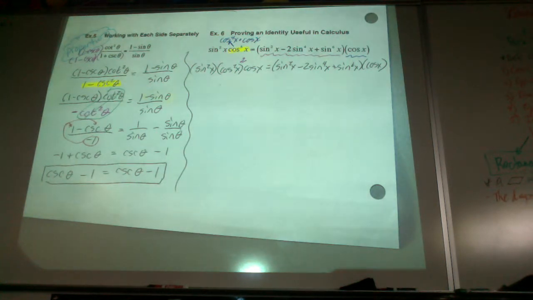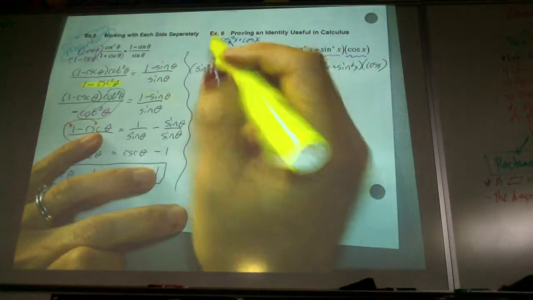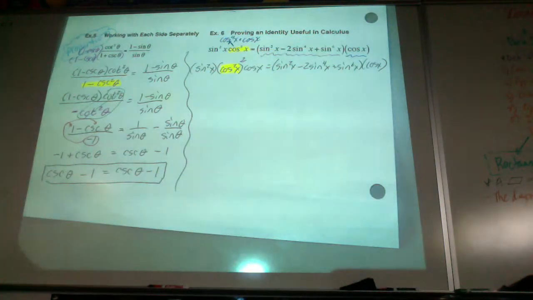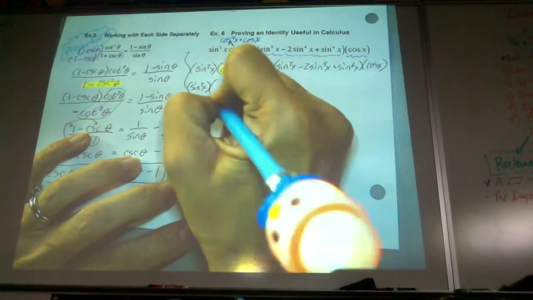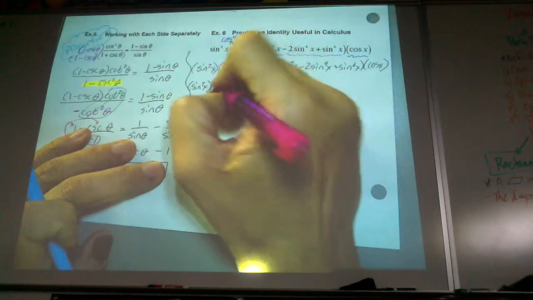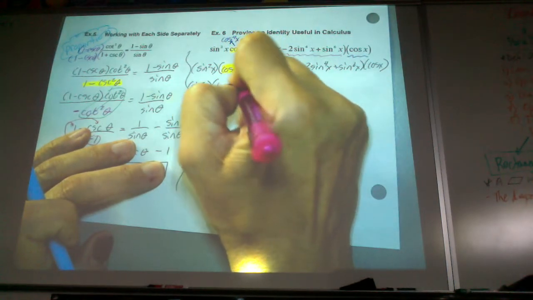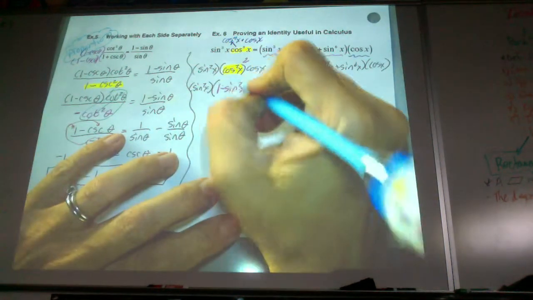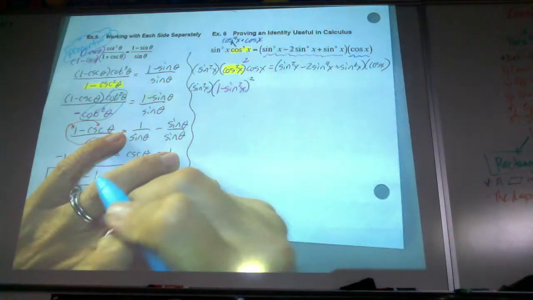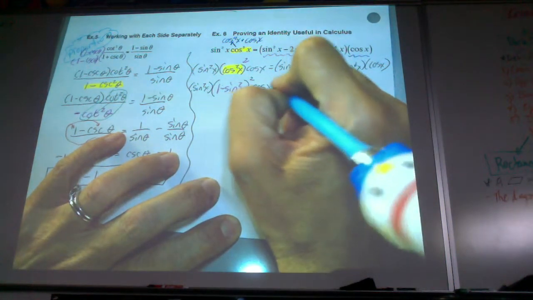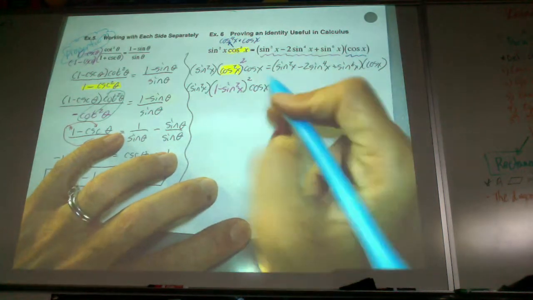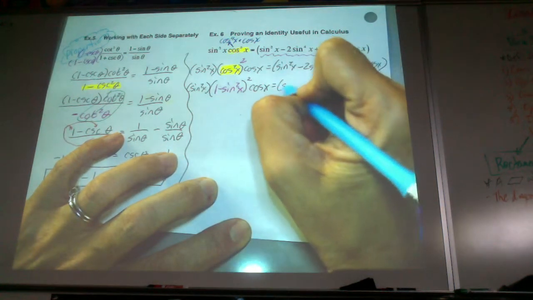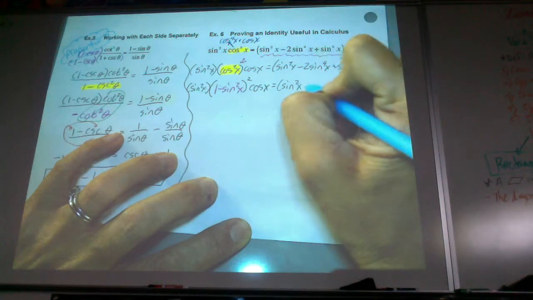Then I want to do a direct substitution here using my Pythagorean identities. So I've got my sine squared of x, but this gets replaced with that 1 minus sine squared of x, and don't forget it's still squared, times cosine of x equals. Write out the whole right side. This is where the sign begins. Really? Do I have to? Yes.